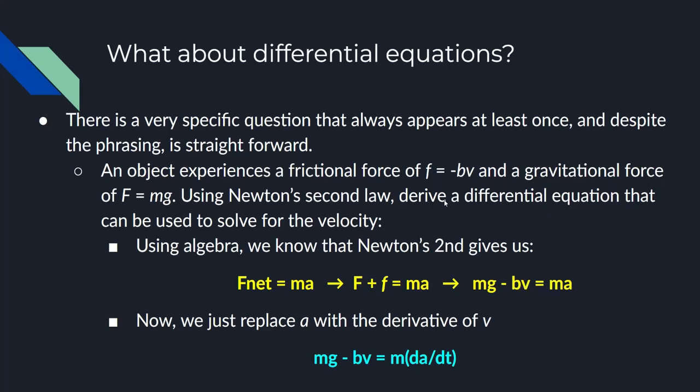Now, the question will say, using Newton's second law, which we just did, derive a differential equation. So it will explicitly say it wants a differential equation. So what do we do? How do we turn this from an algebraic equation to a differential calculus-based equation? Well, I see that there's a v and an a here. I just replace a with, I made a mistake here, that should be dv over dt. So I replace acceleration with the differential version, which is the derivative of velocity with respect to time. So I'd end up with an equation that says mg minus bv equals m dv over dt.